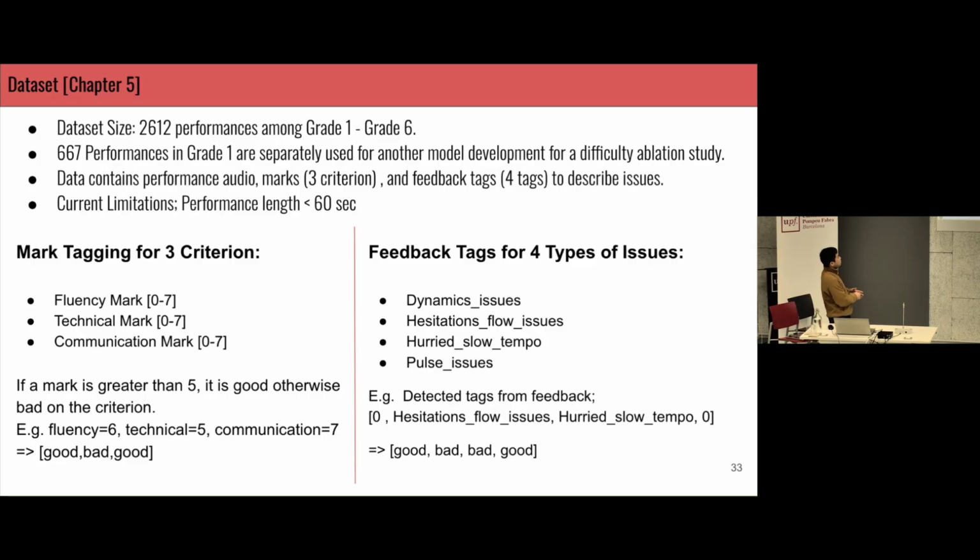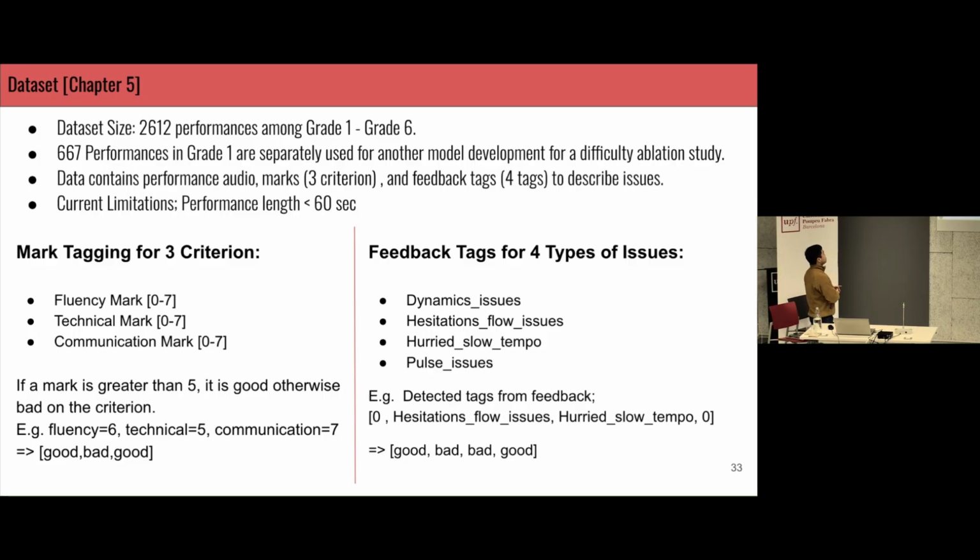The dataset size is about 2,600 performances, separated from grade 1 to grade 6. In grade 1, 667 performances are included. So I separated grade 1 for model development, and also used the entire grades from 1 to 6 for model development to see how difficulty affects the model. And these performances are tagged by examiners.